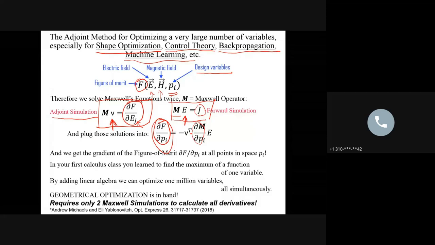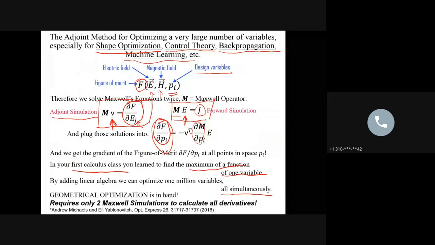And this is okay. So, a reminder that in your first calculus, you learned how to find the maximum of a single function of one variable, and by adding linear algebra to calculus, you can even optimize a million variables all simultaneously. So this is rather remarkable, and this is explained in this paper, but it's kind of old news in the sense it was applied to many different fields, and I'll show you examples from optics.